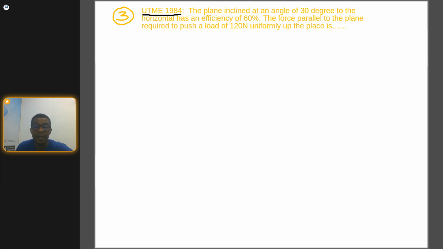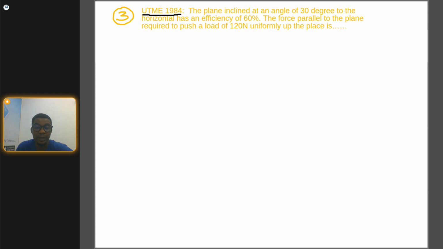The plane inclined at an angle of 30 degrees to the horizontal has an efficiency of 60%. The force parallel to the plane required to push a load of 120 Newton uniformly up the plane is dashed. So what we are asked to calculate here is the effort. The effort needed in this expression is what we are asked to calculate.